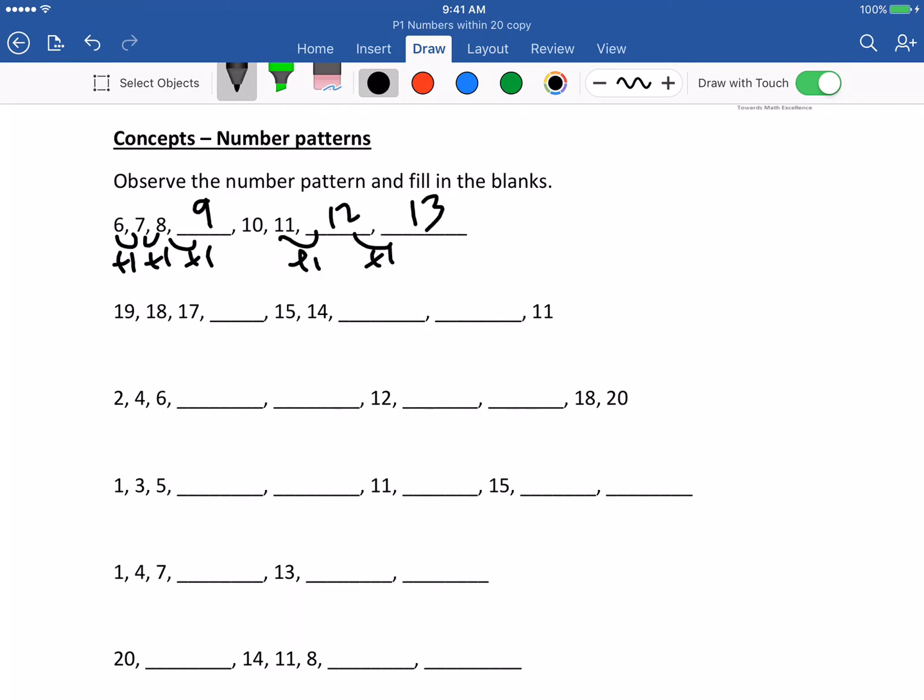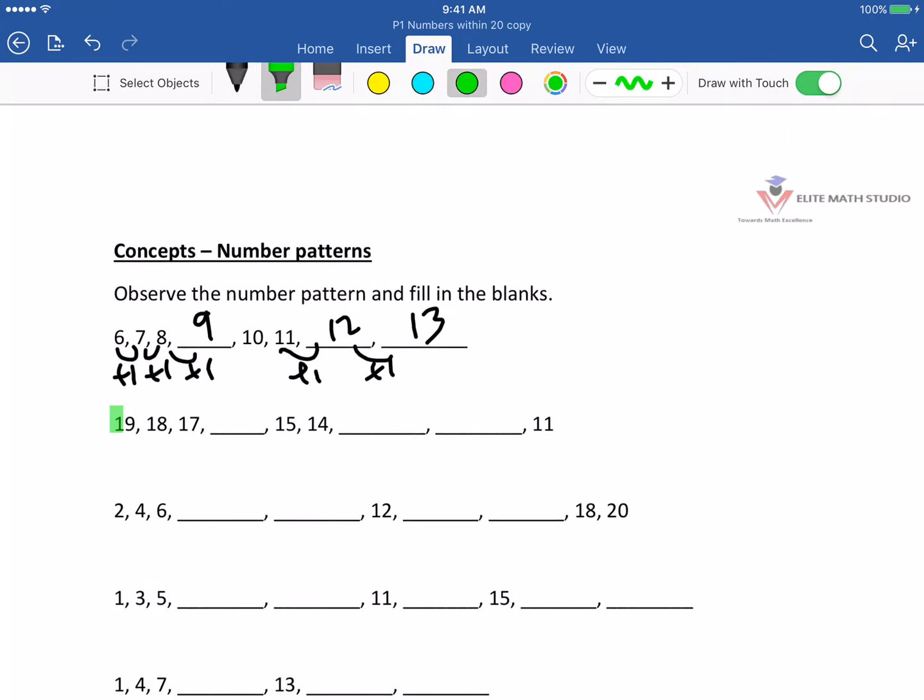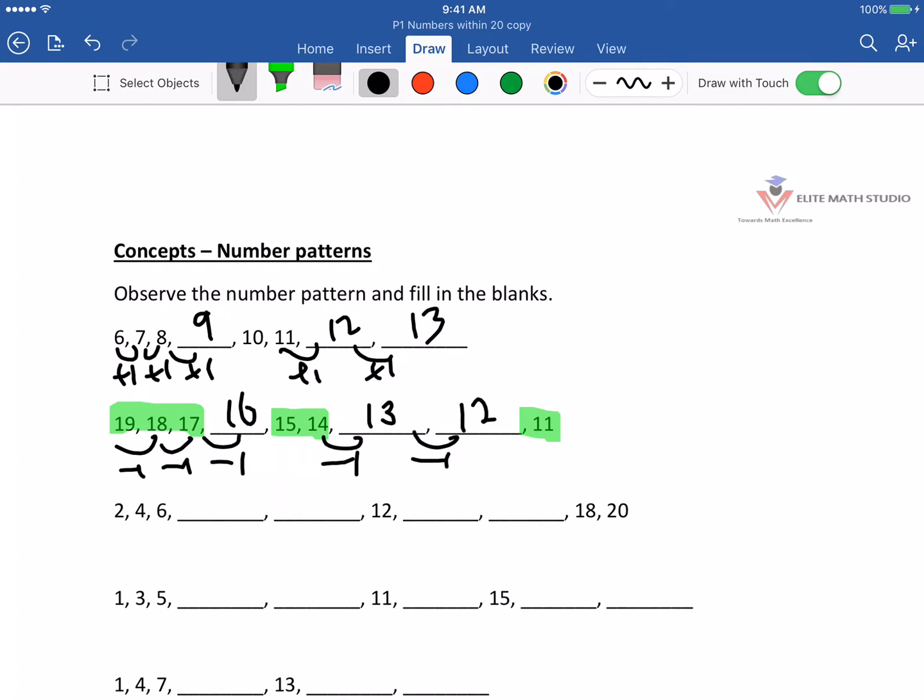Next example, 19, 18, 17, blank, 15, 14, blank, blank, 11. For this one, we look at the relationship. It should be minus 1, minus 1. So next one will be minus 1, which is 16. 14 minus 1 will be 13. This minus 1 will be 12.